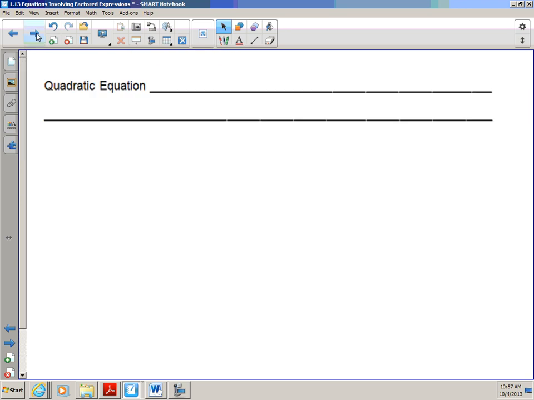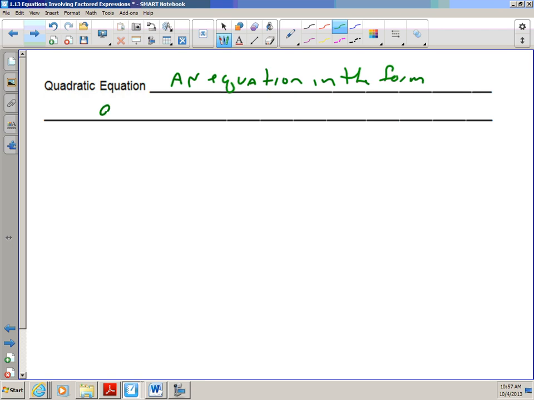Now, let's just get to our definition, and then I want to give one other example. So a quadratic equation is an equation in the form ax squared plus bx plus c equals 0, where a cannot equal 0. Now, why can a not equal 0? Well, if you think about it, if a is 0, the x squared part disappears, and that leaves me with just bx plus c equals 0. That is a linear equation, as we just talked about.